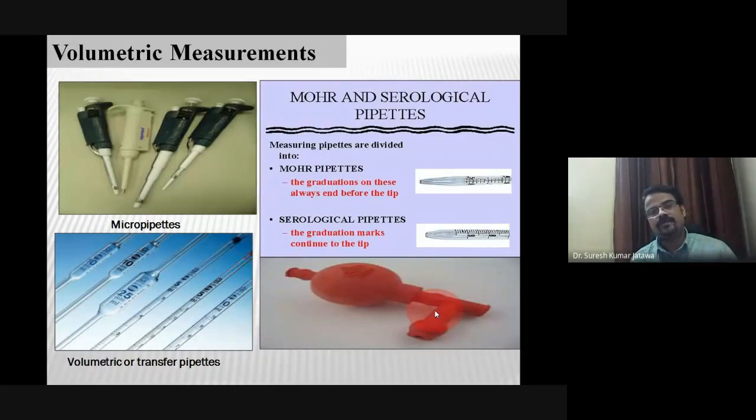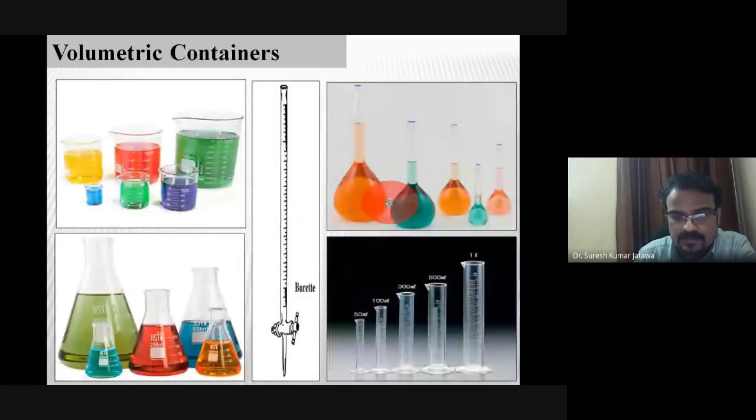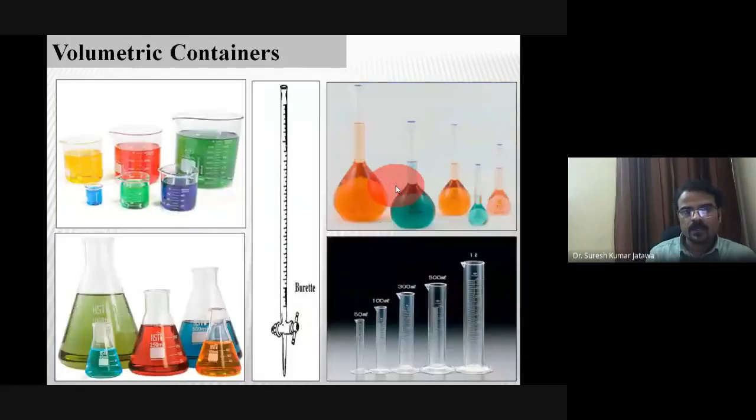For volumetric measurements, you need some apparatus like micropipettes, volumetric or transfer pipettes, Mohr pipettes, and serological pipettes. These will help you to take the accurate amount of liquid. To make solutions, you need some containers also, volumetric containers like beakers, flasks, diluted cylinders, measuring cylinders, or burette.